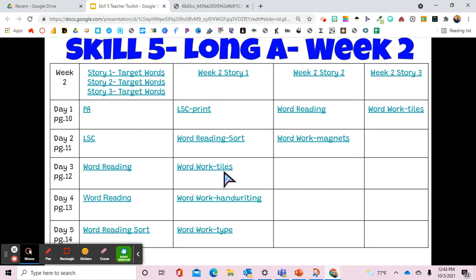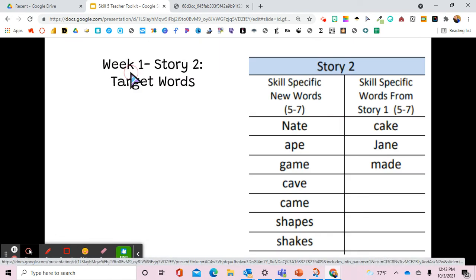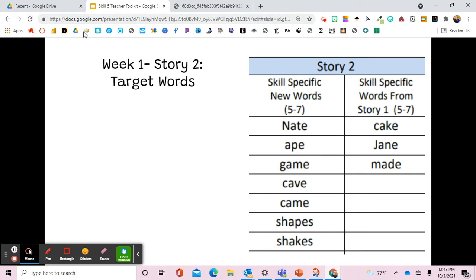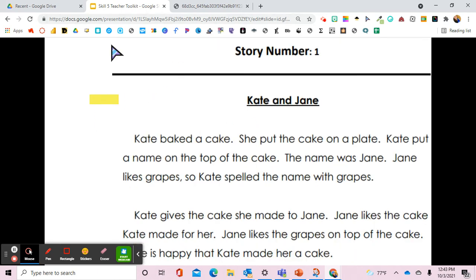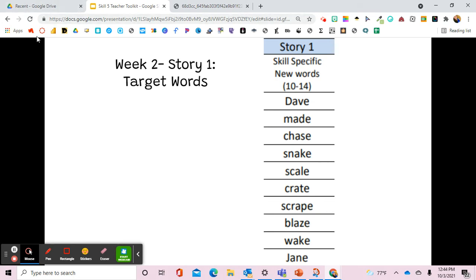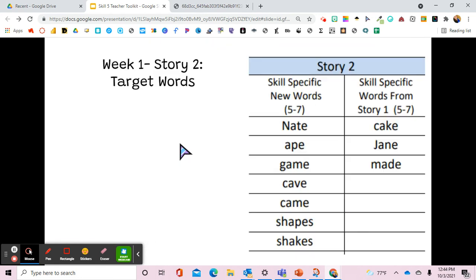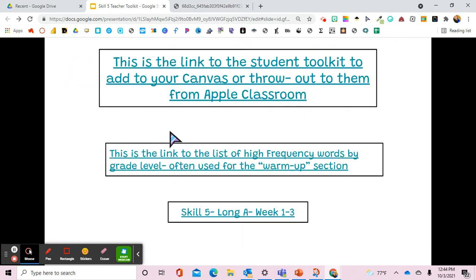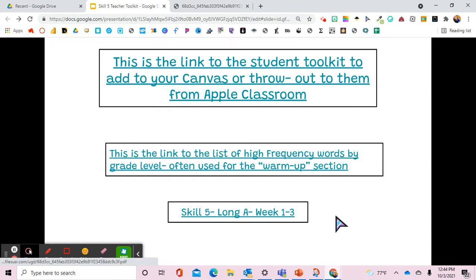And it just is the same for week 2 and week 3. Up here where it says the target words, it just takes you to a slide where I just put the target words in there. And same with the stories. They can go to the stories and click to where they need to go. And the other thing was a lot of the warm-ups have high frequency words, so there's just a high frequency list that they can use.